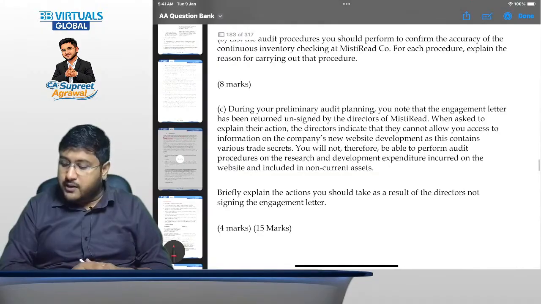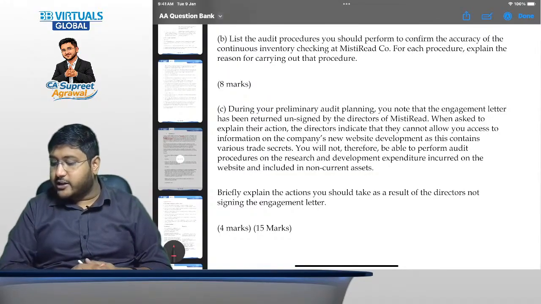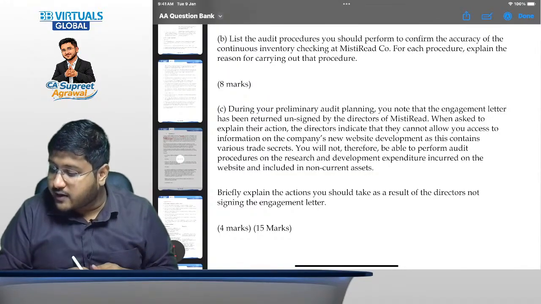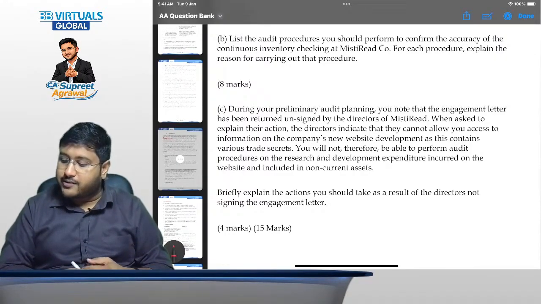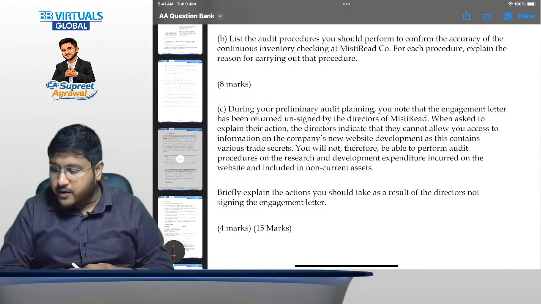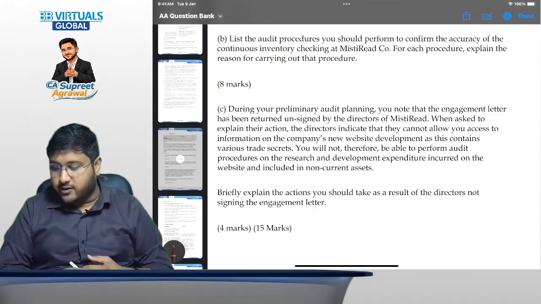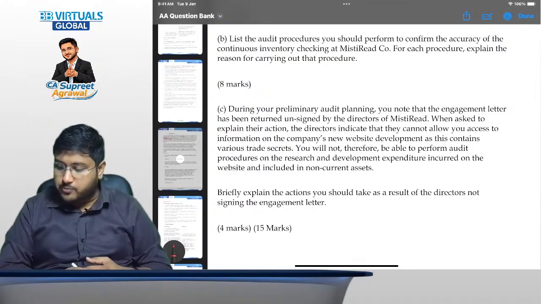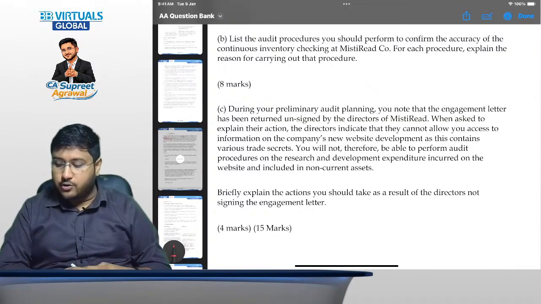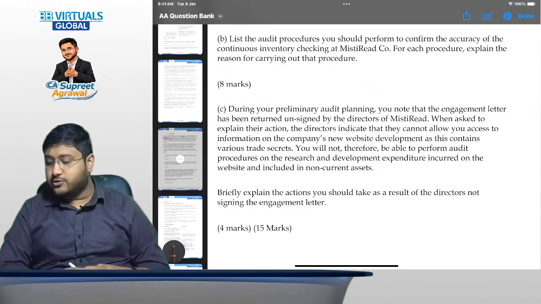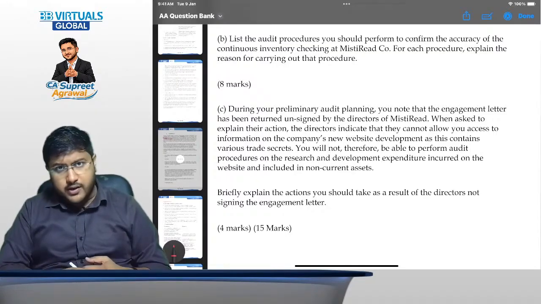Then during your preliminary audit planning, you note that the engagement letter has been returned unsigned by the directors of Mr. Reed. When asked to explain their action, the directors indicate that they cannot allow you access to information on the company's new website development as this contains various trade secrets. You will not therefore be able to perform audit procedures on the research and development expenditure incurred on the website and included in non-current assets. Briefly explain the actions you should take as a result of the directors not signing the engagement letter.